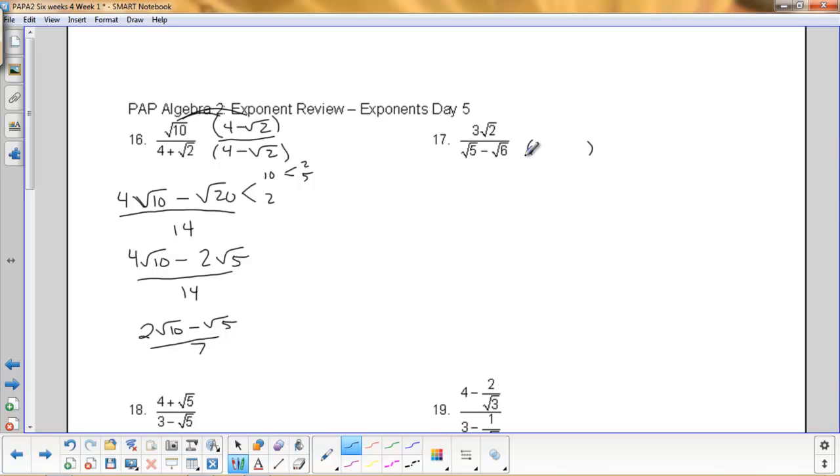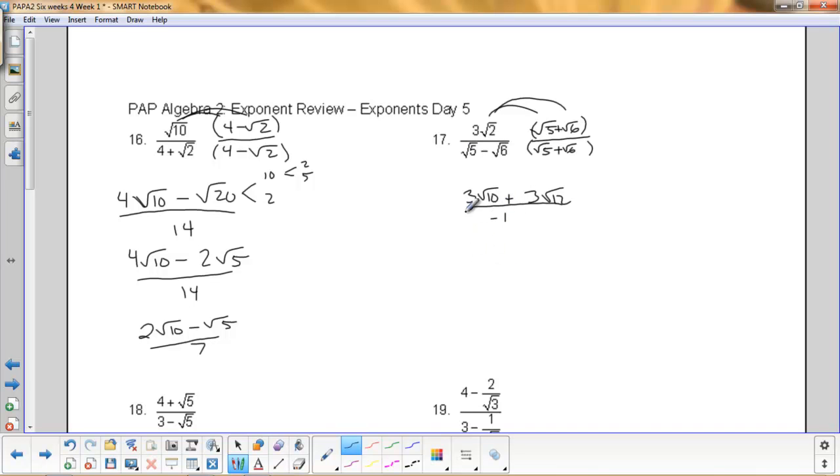Again, we're going to talk about this as the conjugate, so root 5 plus root 6 over root 5 plus root 6. I'm going to distribute 3 root 2 to both values, which gives me 3 root 10 plus 3 root 12 divided by the difference of squares, which is 5 minus 6, which is negative 1.